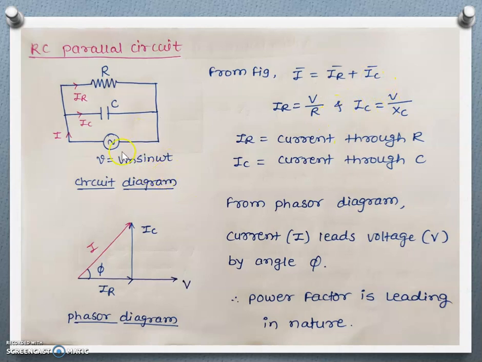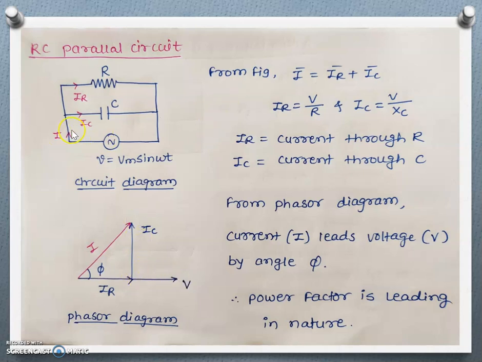Then we can draw the phasor diagram. Here for the R and C elements, voltage is common, so voltage is taken as the reference V. For the resistor, the current through the resistor IR and the voltage V are in phase, so IR can be drawn in line with the voltage V. This is the IR vector. Then for the capacitor, the current IC leads the voltage V by 90 degrees, so it is drawn in the upward direction so that it leads the voltage by 90 degrees.